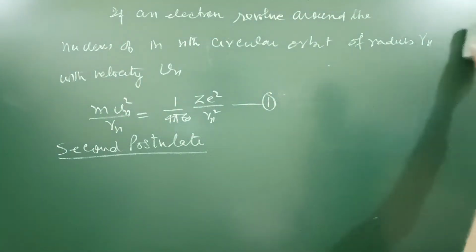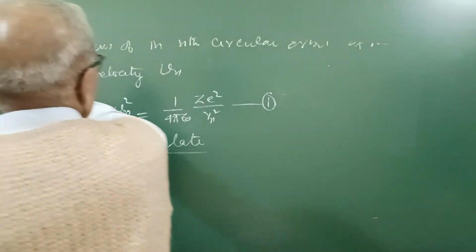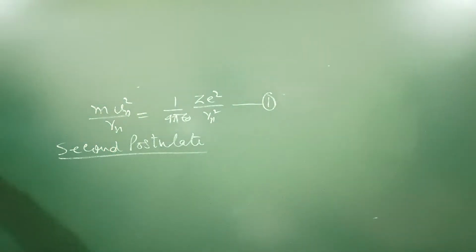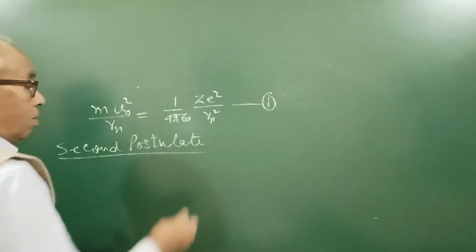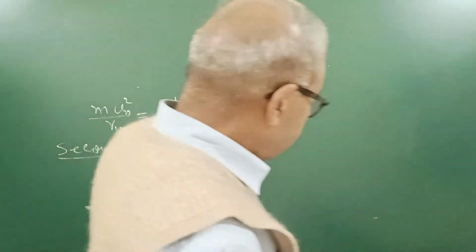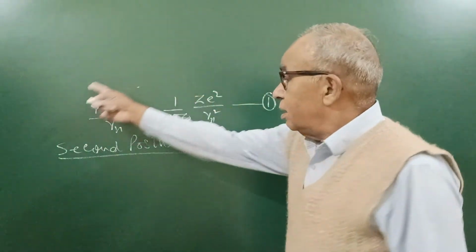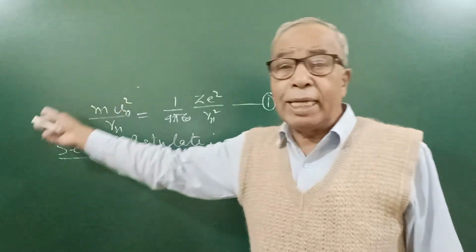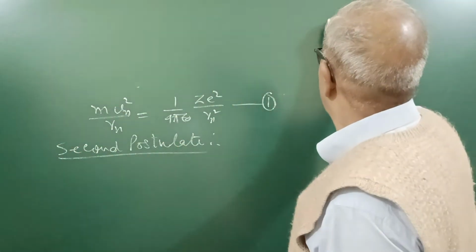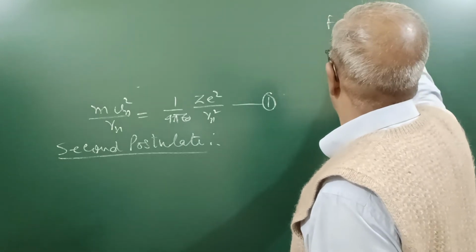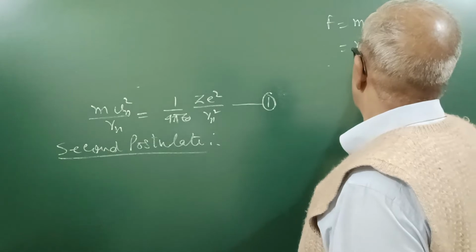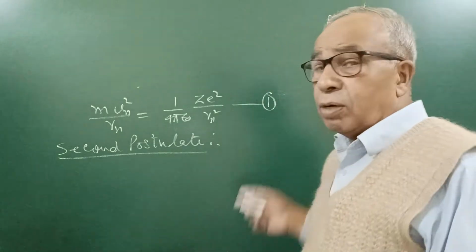Bohr told that electron revolves in circular orbits. Now, which circular orbit will be chosen by the electron to move? There may be many circular orbits. So here, this equation is totally related to classical mechanics. F is equal to ma. F is equal to ma, so this is Newton's second law, and a is equal to v square by r. So this is Newton's second law.